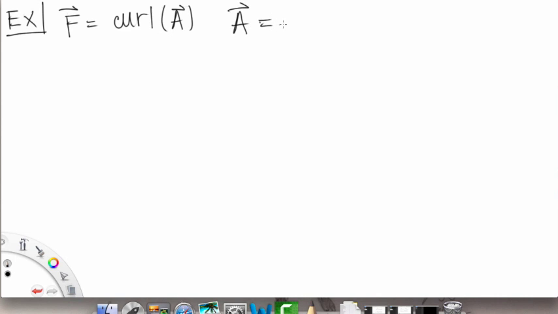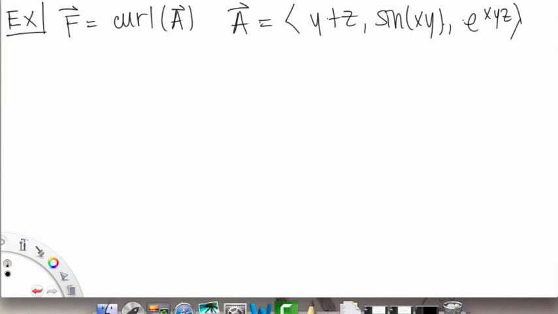So an example would be, let's see, have an example. Okay, so we're given that vector field F is equal to the curl of another vector field A. So A is the vector potential. So then we have A, this is a given, A is equal to y plus z, comma, sine of xy, and the last one is e to the xyz, all multiplied together.